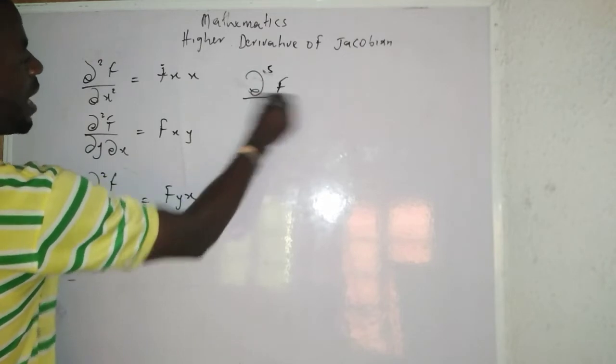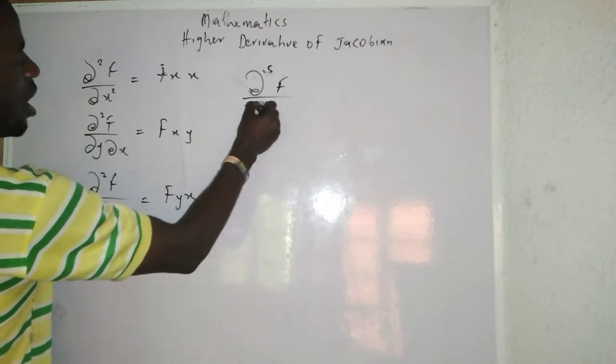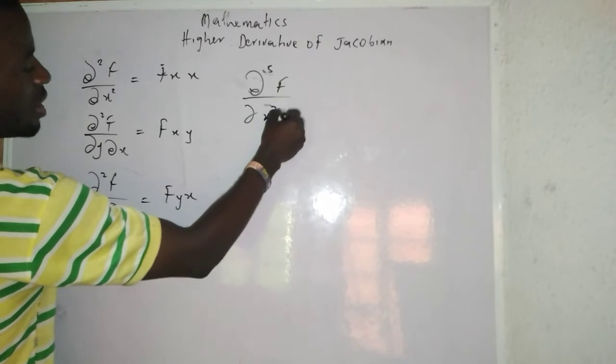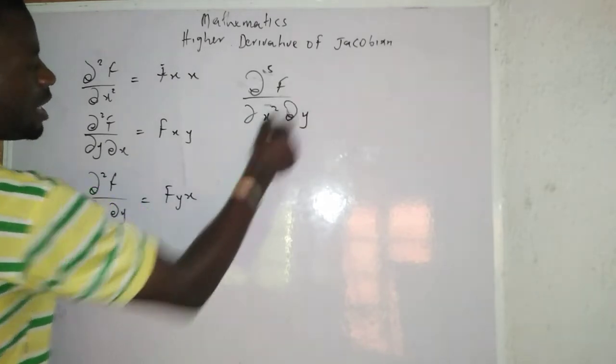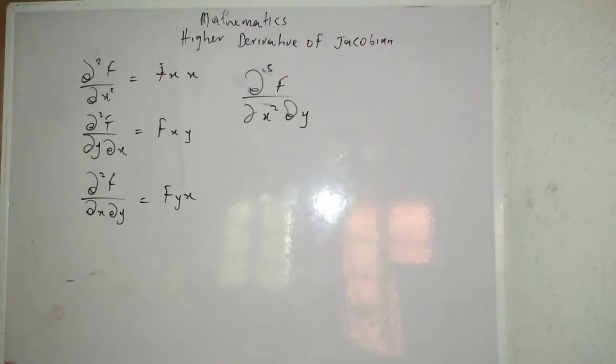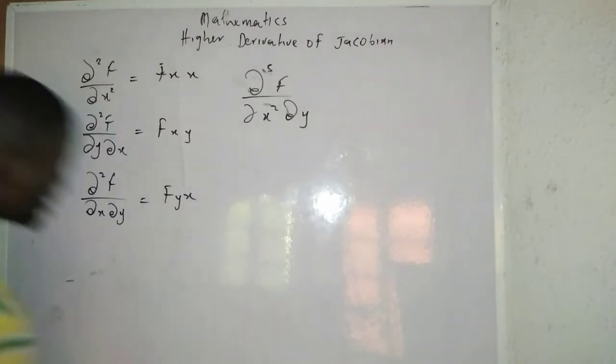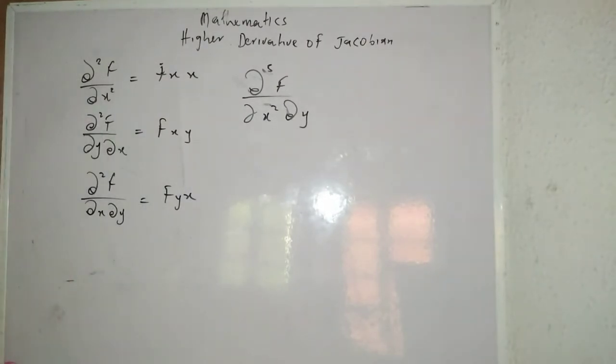Also, in my f, I can have x squared and y. It's possible, and so on and so forth. Okay, now let's go to example.